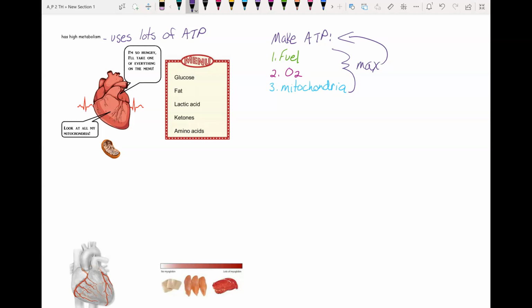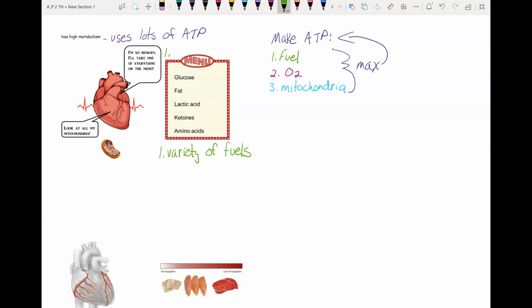So let's look at the features of the heart. The first one here, this menu, says, "I'm so hungry I'll take one of everything on the menu." And if you look at the menu for the heart, you have glucose, fat, lactic acid, ketones, amino acids. This goes beyond just the glucose and fat that we learned about in chapter 3. The heart is not picky. It will use a variety of fuel molecules. So number 1 here is variety of fuels.